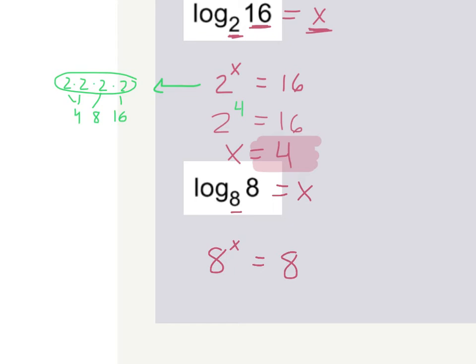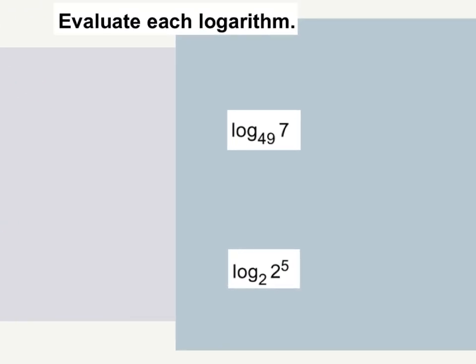We know that this would mean that x has to equal 1, because 8 raised to the power of 1 is 8. Any questions on these two? All right, 2 more.